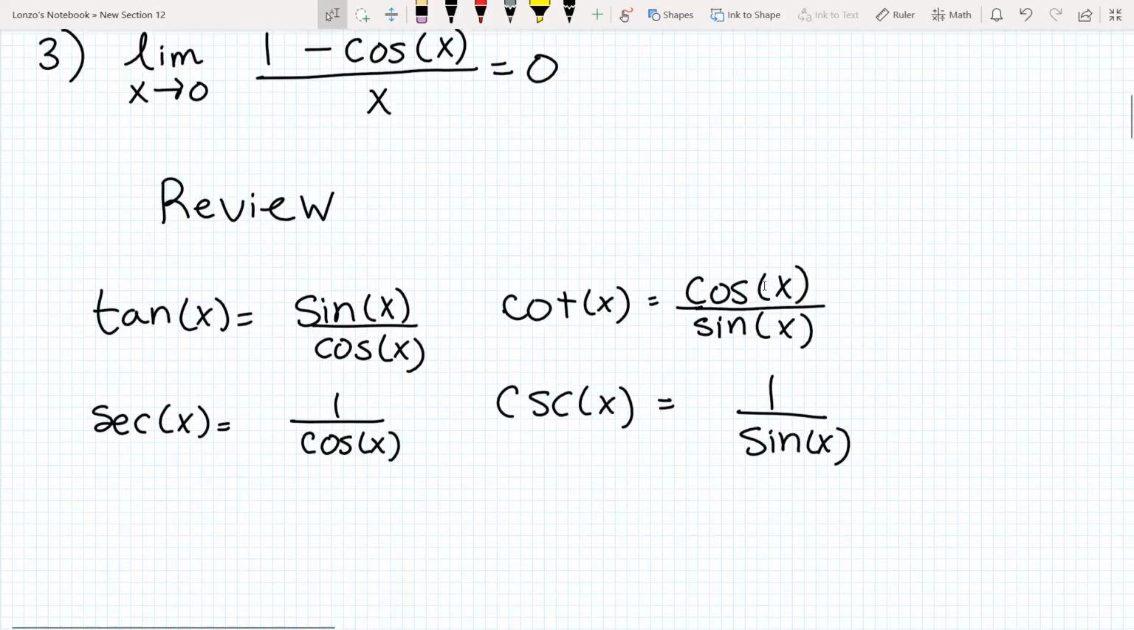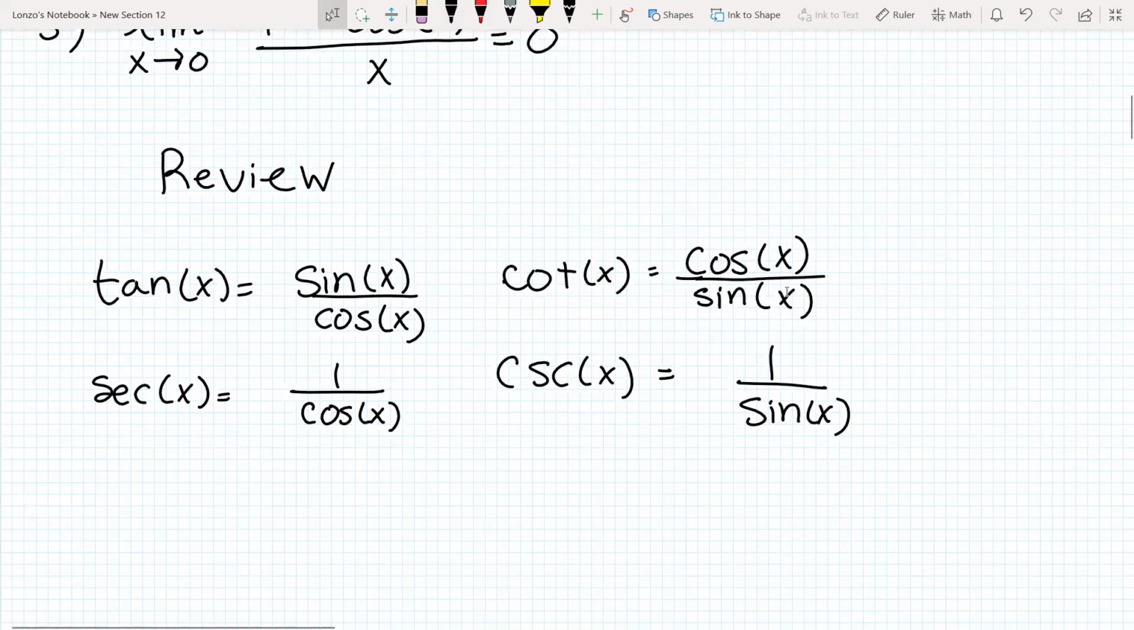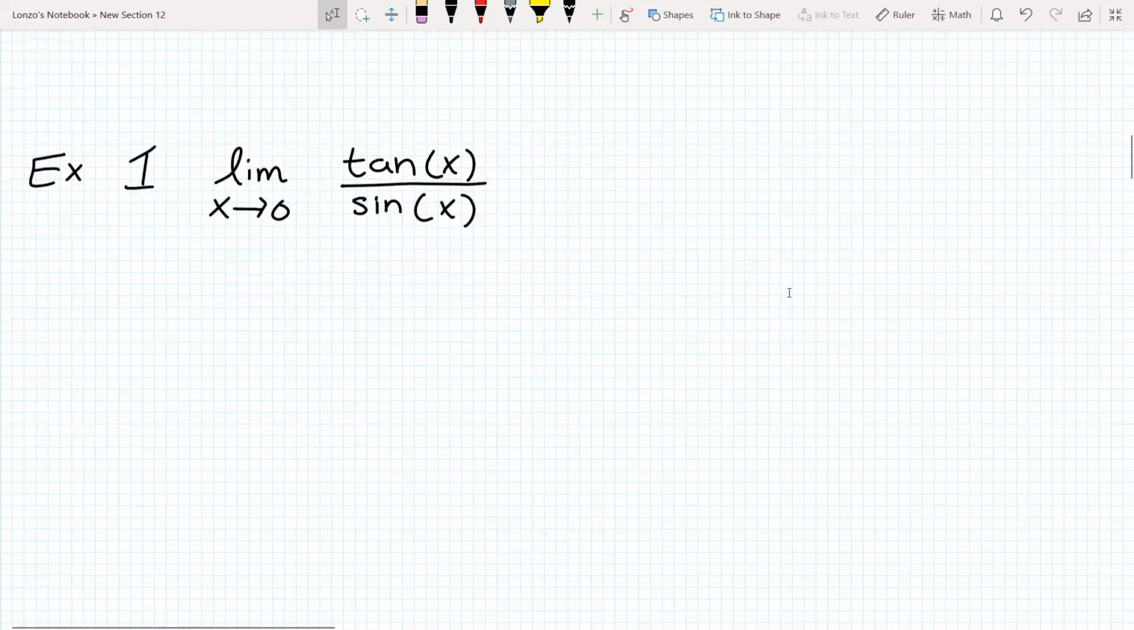And if you don't know these, they should be reviewed, but I'm going to review them. Tan of x is the same thing as sine x over cosine of x. Secant of x is the same thing as 1 over cosine of x. Cotangent of x is the same thing as cosine of x over sine of x. And cosecant is the same thing as 1 over sine of x. Okay, so let's do example 1.